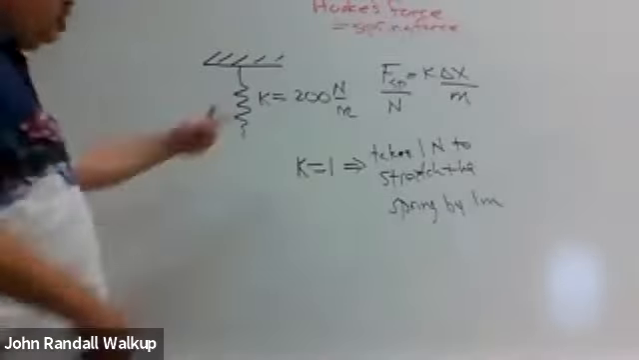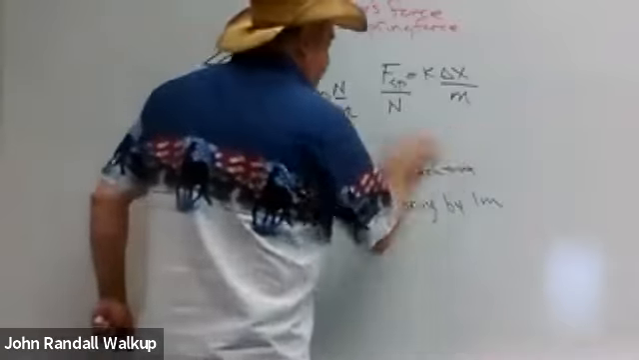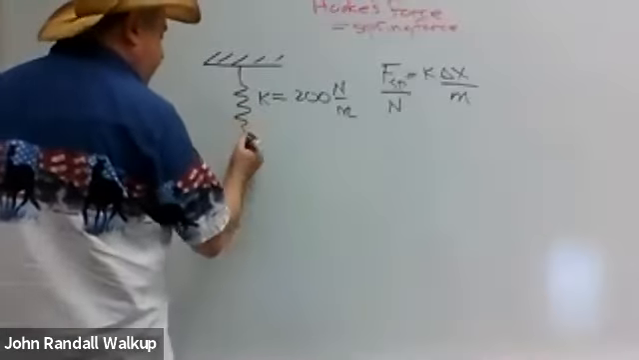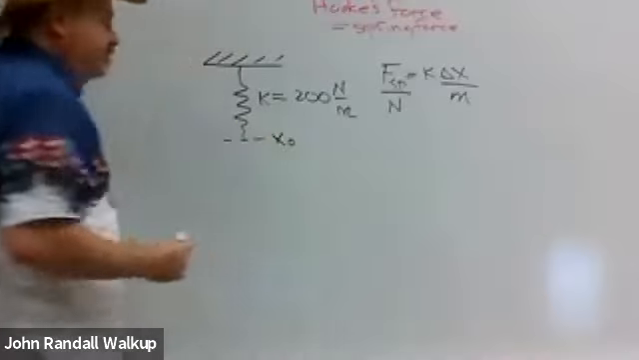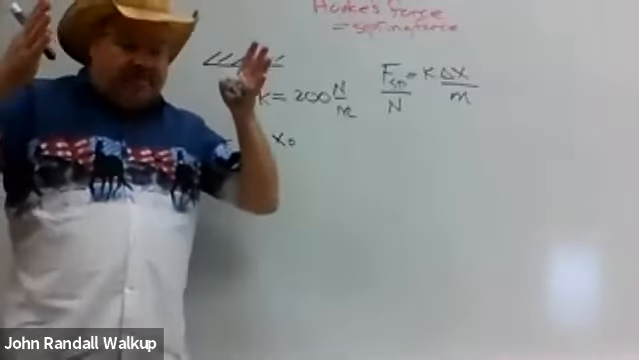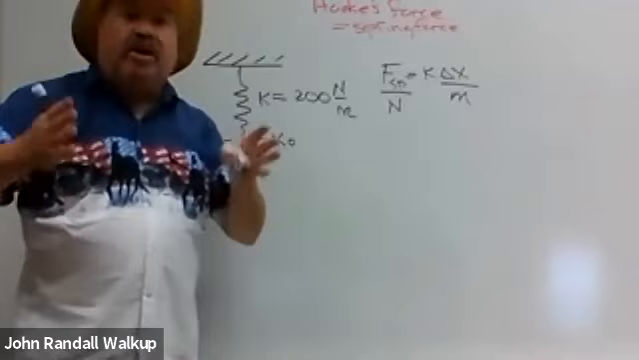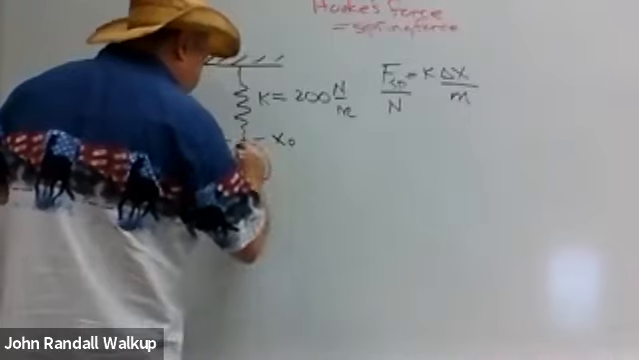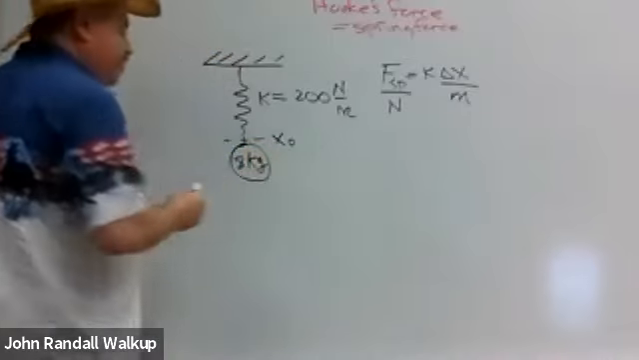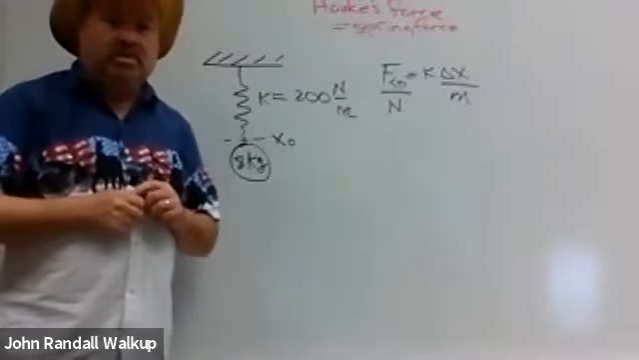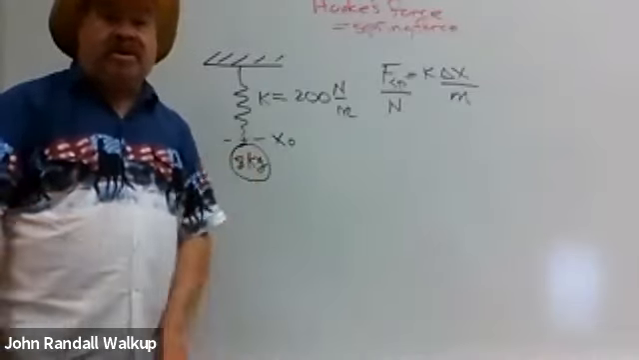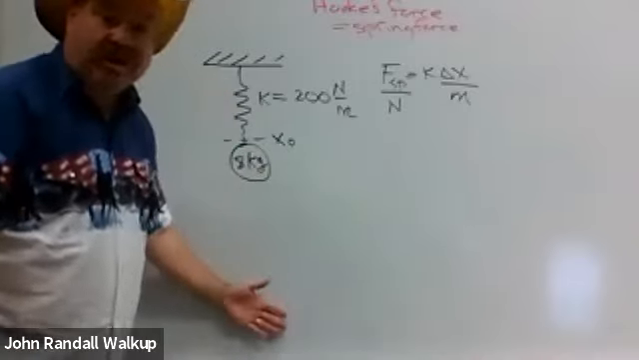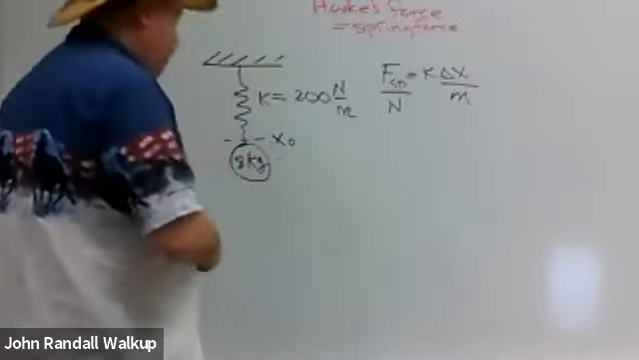Okay, but this K is 200 newtons per meter. And so now the question is, what if I place on here? It's just hanging here. So this is X naught, the natural length of the spring, equilibrium point. And then I stick on here an 8 kilogram bowling ball. That's about what a bowling ball is, about 8 kilograms. What will happen to the spring? Well, it'll stretch, won't it? This bowling ball will stretch the spring.